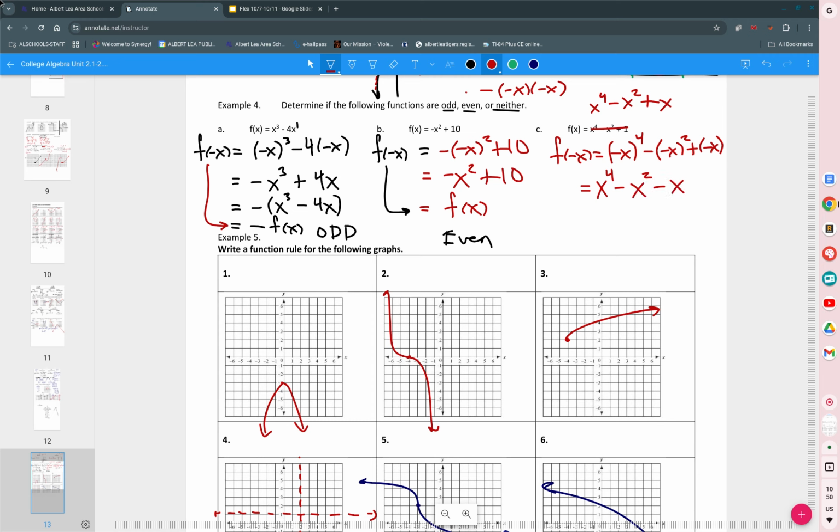Is that the same as what I started with? It's not. So I'll try factoring out a negative. And I get negative x to the 4th plus x squared plus x. That is not the same as what I started with either. So therefore, this is neither even nor is it odd.